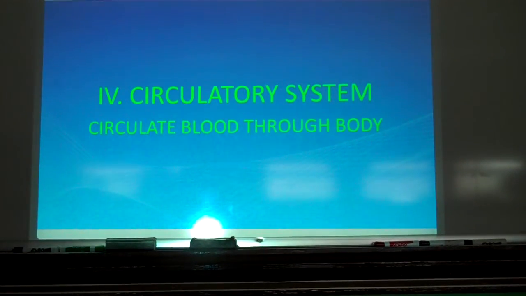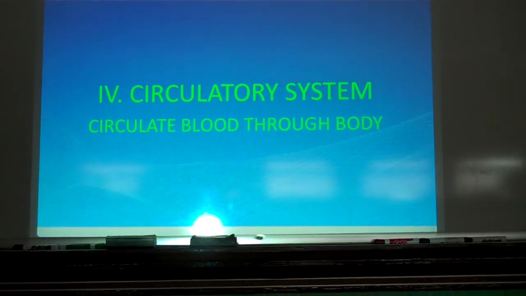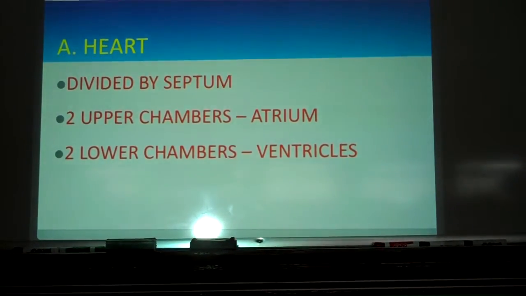All right, back to our next body system, which will be the circulatory system. Circulatory system, as you can see once again, circulates blood through the body. There's an easy reminder there. Circulatory, circulates. The main organ of the circulatory system obviously is the heart. That is the main part. It does all the work.